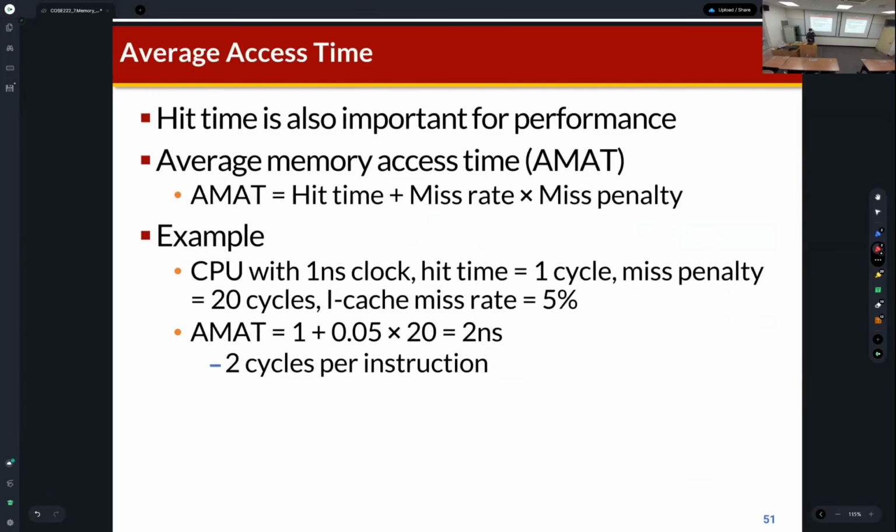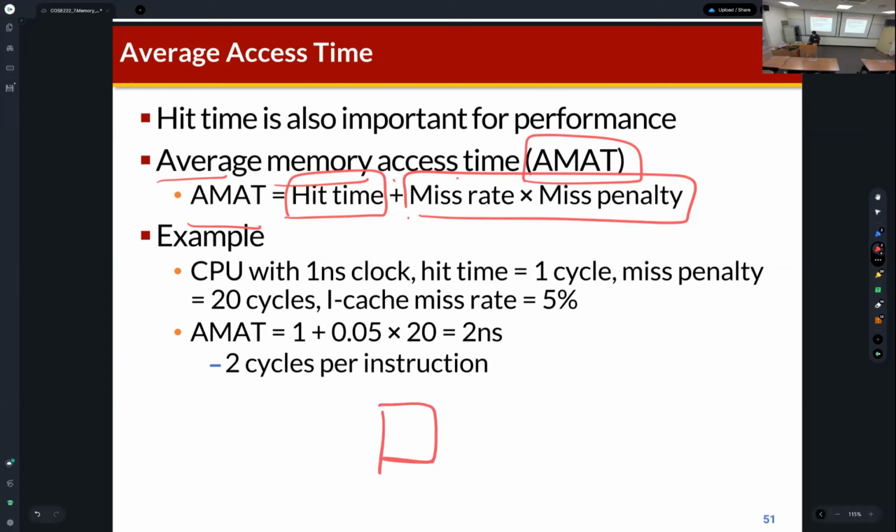Also, we can consider another metric called the average memory access time, the AMAT. It measures the average access time of the cache. We can calculate the average memory access time like this: hit time plus miss rate multiplied by miss penalty. This is for the cache.